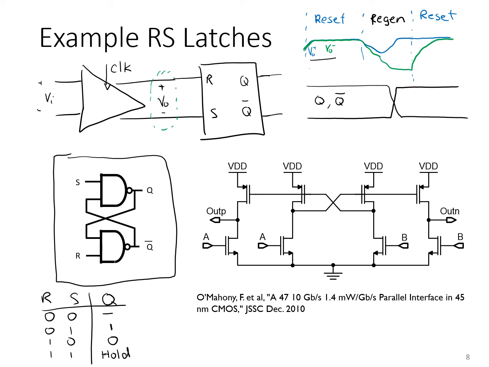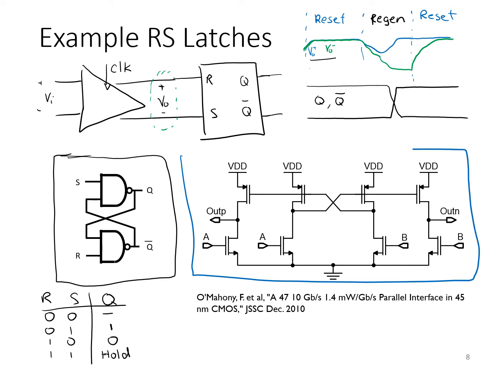Now, you can realize an RS latch simply out of CMOS gates using the logic diagram circled here in black. There are alternative realizations that are a little faster, and so one example is shown here, taken from a paper, but you'll notice the functionality is the same. The two inputs here that are labeled A and B are actually R and S.